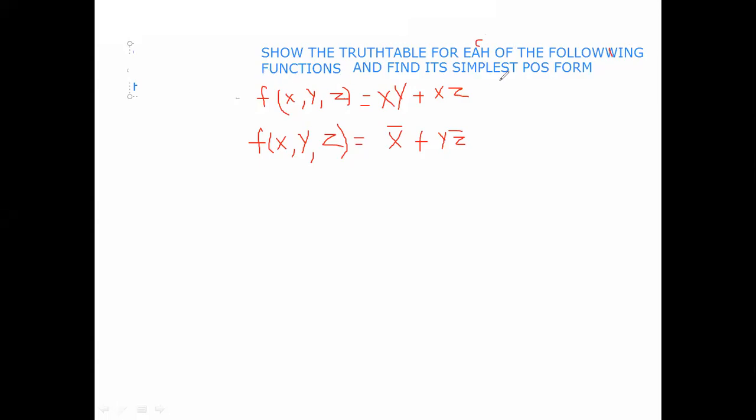functions and find its simplest POS form. Here POS form is given. Okay, so that is product of sum. That's why here we are changing these expressions. By observing this, this is like a sum of products form. But here in the problem, this is given in POS form. That's why this is first converted into POS.